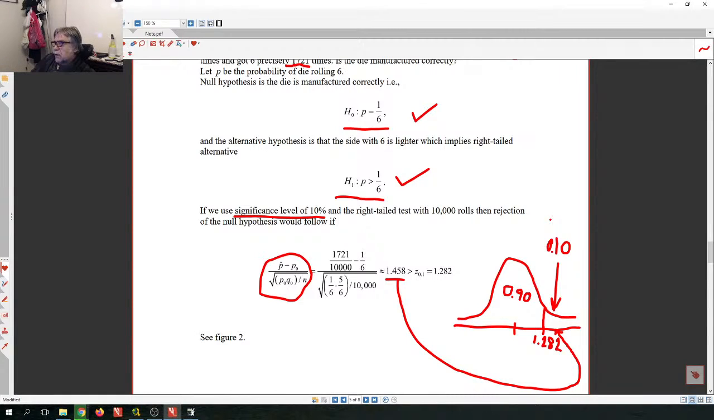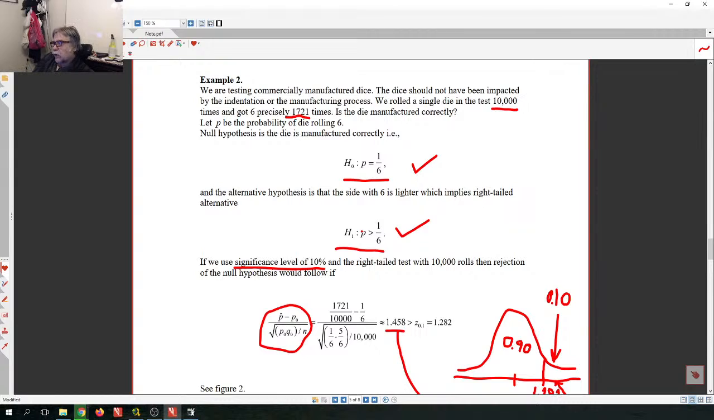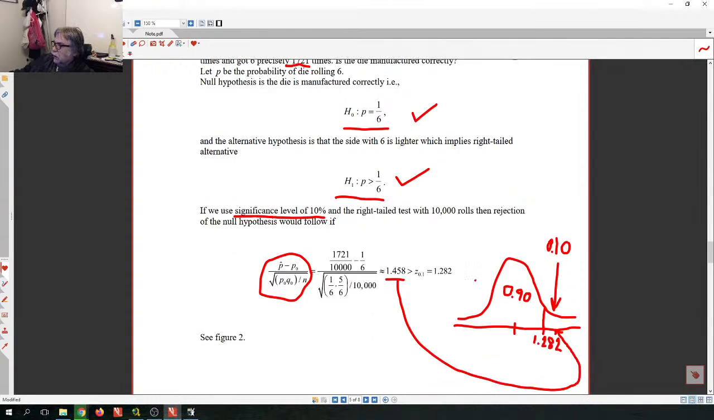But since that is only 10%, I'm at least 90% sure that the die is not fair, which means we have to go back to the drawing board to try to do something about it, because we're not going to be able to sell something like that, right? Or we're going to have a liability if we try to sell it. So again, the null hypothesis is false. So we are rejecting the null hypothesis.